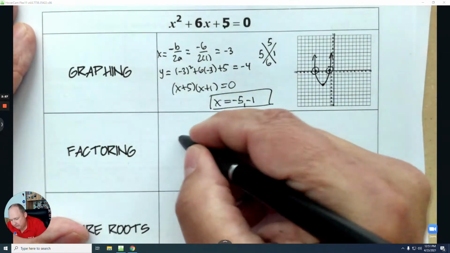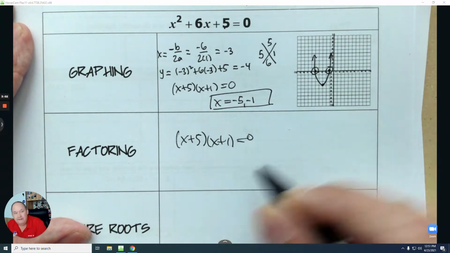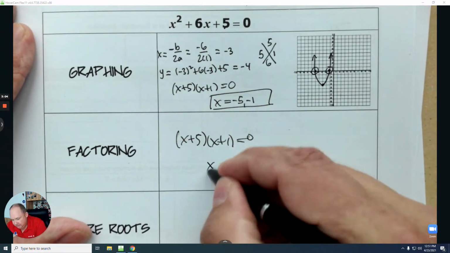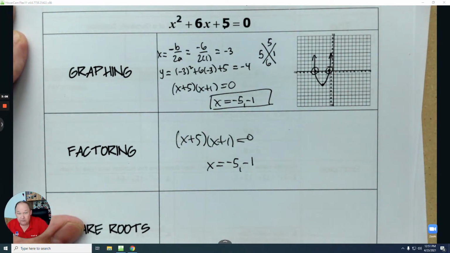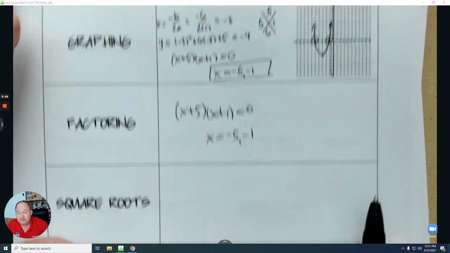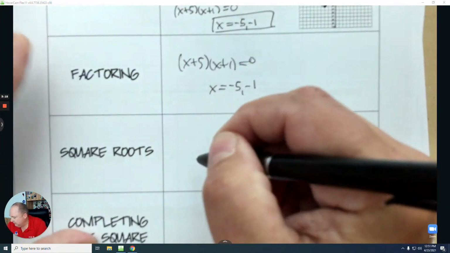Factoring, we just factored this. So if we factored it, each factor has a 0. So that's negative 5 and negative 1. That's what makes it 0. It's called the zero product property. Square roots. So this can't be done here.